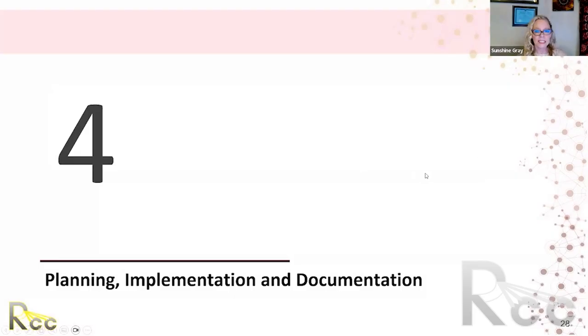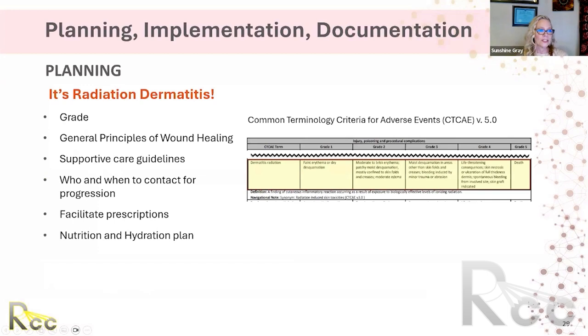Next section is planning, implementation, and documentation. So this is actually a snippet from the CTCAE version 5, which has the actual section on radiation dermatitis. But let's suppose through our nursing assessment and critical thinking that we've concluded that this patient we're seeing is experiencing radiation dermatitis. And we use the CTCAE grading scale to determine the grade. Now we need to pull from other areas of our nursing knowledge. So I wonder if you recall the general principles of wound healing. And if you don't, I'm going to go over them really briefly.